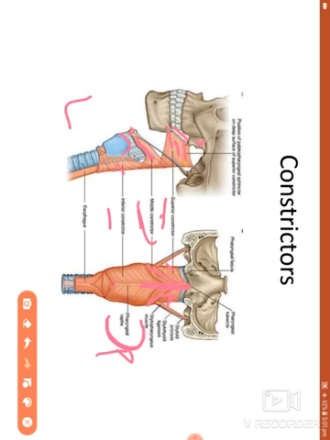This is the thyroid cartilage. Here we will get the cricoid cartilage. Muscle fibers arising from the thyroid cartilage form the thyropharyngeus. Muscle fibers arising from the cricoid cartilage form the cricopharyngeus. Both muscles, the cricopharyngeus and the thyropharyngeus, attach to the pharyngeal raphe. That's about the constrictors. These constrictors act as depressors, which help to pull down the food, that is the bolus, towards the esophagus.